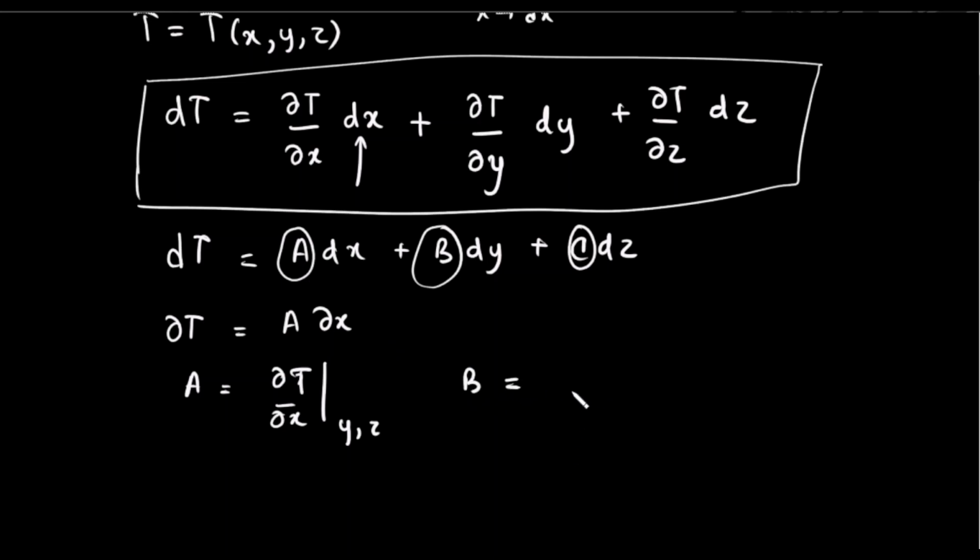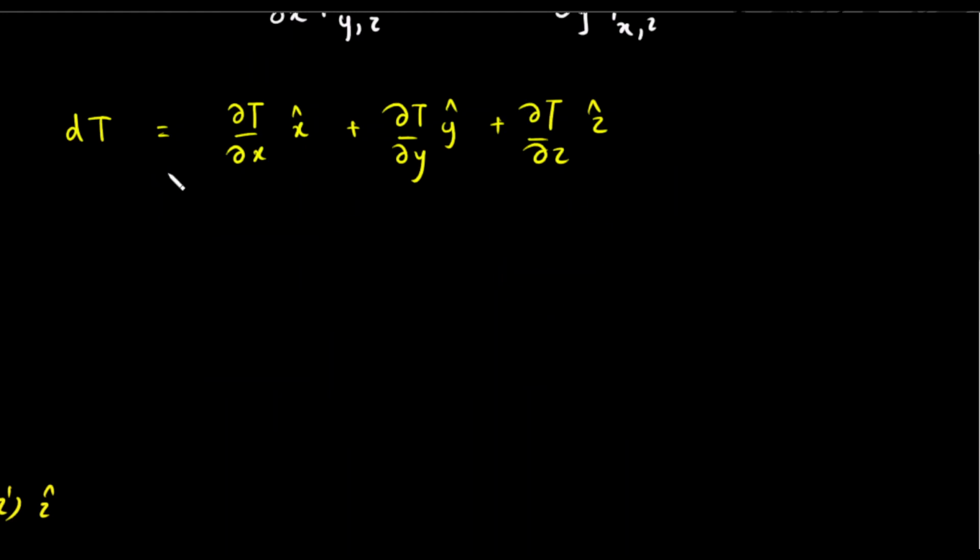Likewise, b can be written as partial t over partial y when x and z are constant. Likewise we can derive an expression for c. So we have this kind of equation for dt. Now you have seen that dt can be written in this way. I'm going to do something interesting with this expression.